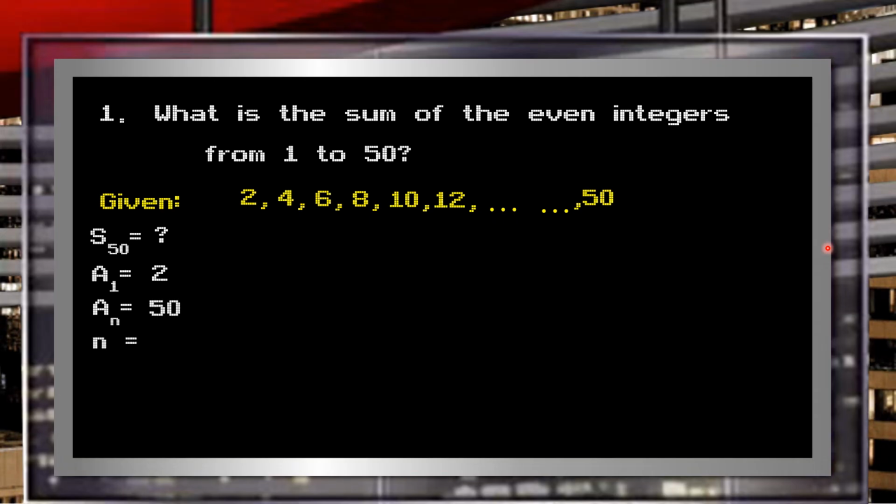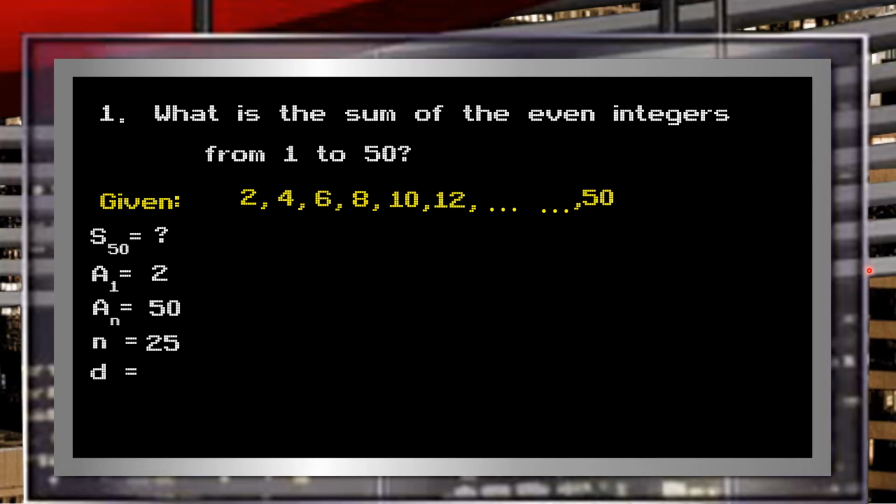Ang n natin, since konti lang yan, countable pa, pwede natin bilangin lahat ng mga even integers, 2, 4, 6, 8, 10, etc. So lahat yon mabibilang natin. So all in all, they are 25. Later, kukuha naman tayo ng example na yung number of terms niya ay masyadong marami at hindi countable at kailangan nating isolve. So right now, medyo konti pa siya.